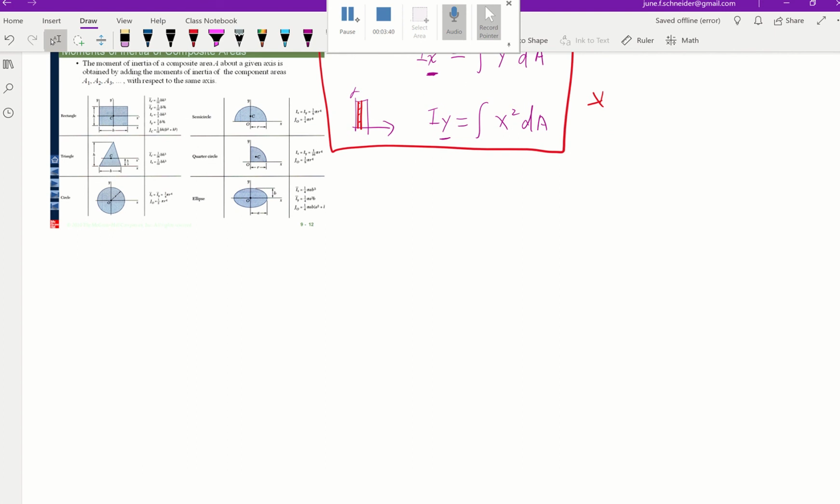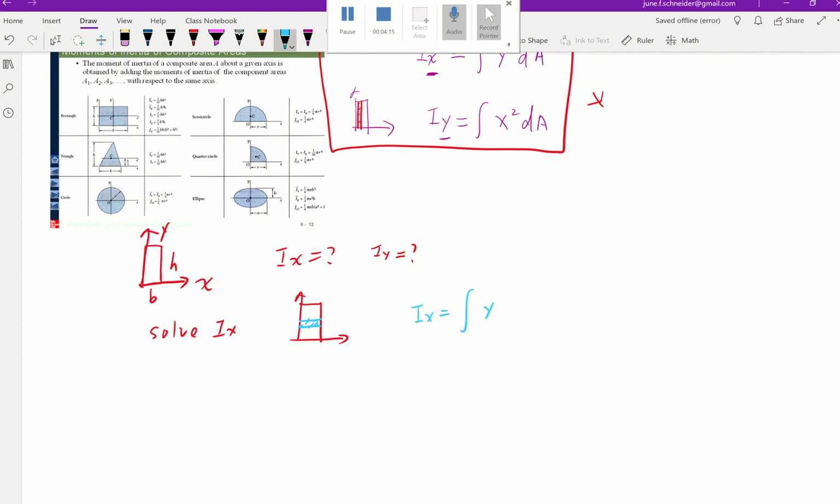Say I have a rectangle with a base B and a height H, and I'm going to rotate about the x-axis, and also about the y-axis. So I'm going to find Ix and Iy respectively. How do we do that? Let's solve Ix first. Remember, you're solving Ix. We're going to draw a rectangle that is parallel to the x-axis, and because we did that, our Ix formula works as the integral of y squared dA.